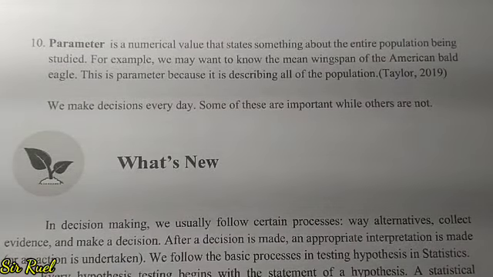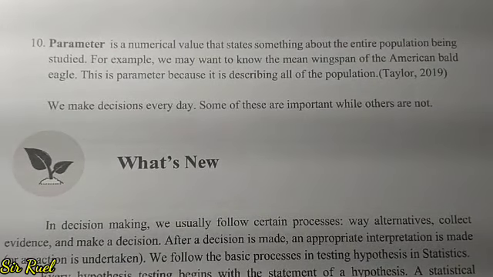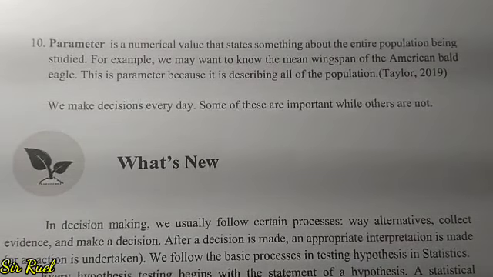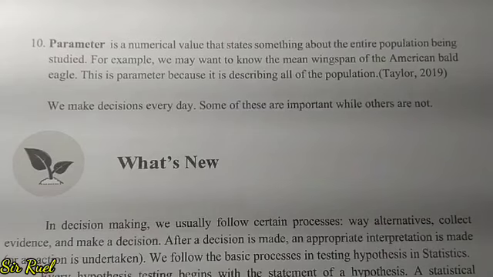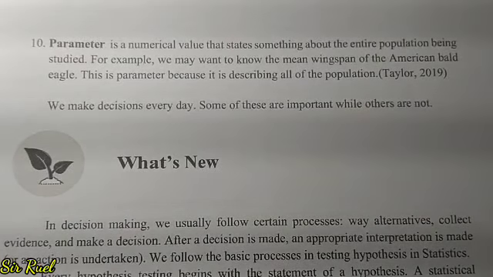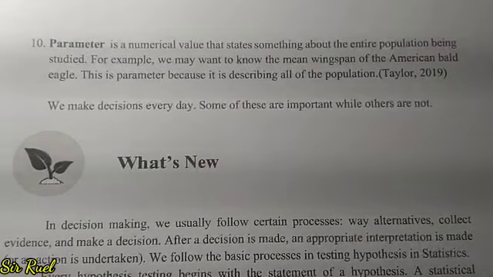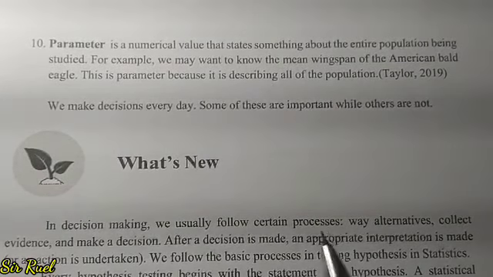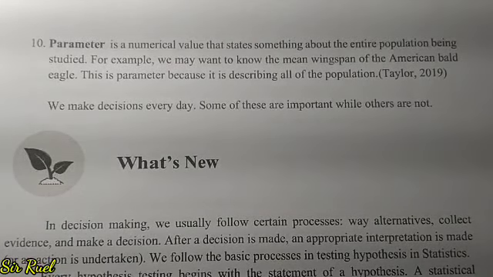Next is parameter. So na-discuss na natin to sa dati. No? Yung parameter, it describes the population. So it is a numerical value that states something about the entire population being studied. So for example, we may want to know the mean wingspan of the American bald eagle. So this is parameter because it is describing all of the population.